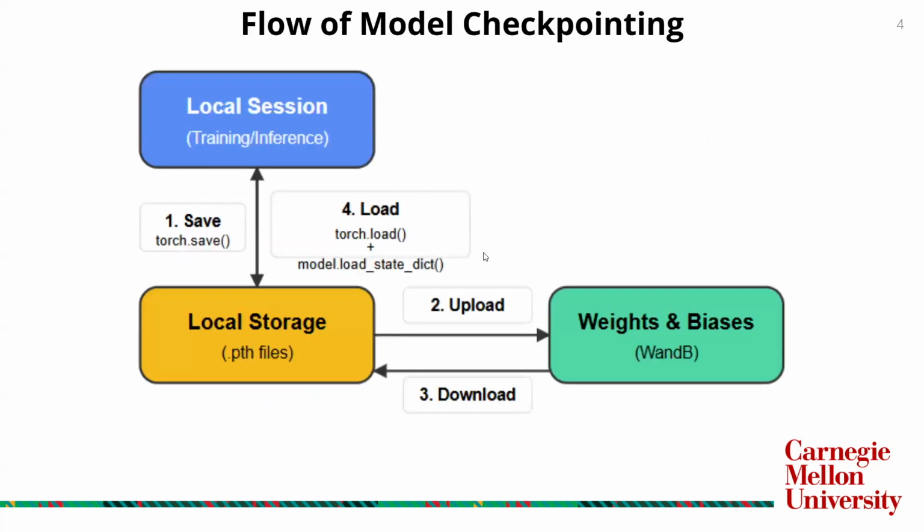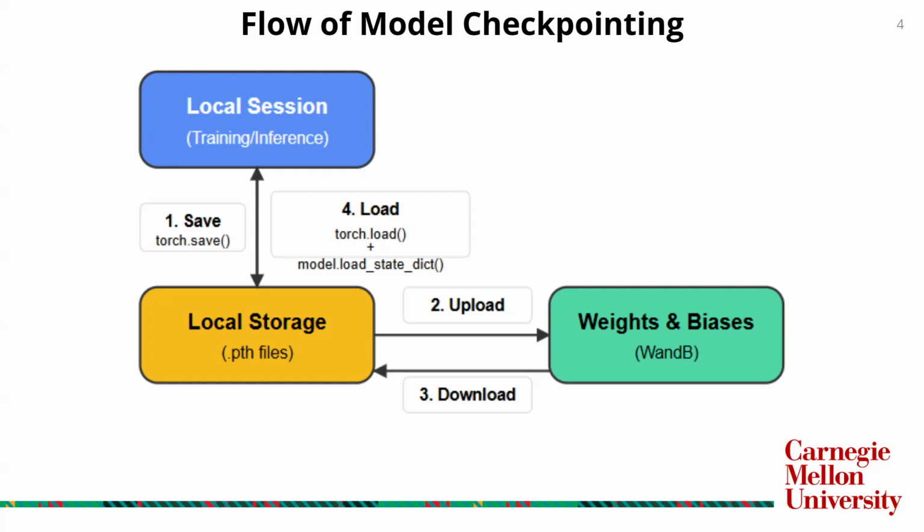This makes controlled experimentation much more manageable. Now let's look at the complete flow of how checkpointing works. This diagram basically shows the main steps in the checkpoint lifecycle. So everything starts here, the local session. This is where you are actively training or running inference with your model. Your model exists in GPU or CPU memory and you are iterating through your training loop. So the first step is save using torch.save. This takes your model's current state from memory and serializes it into a file. PyTorch typically saves these as .pth files which contain all the information we discussed earlier. The checkpoint gets written to local storage, your hard drive or SSD, and these .pth files contain everything needed to recreate your model's exact state.